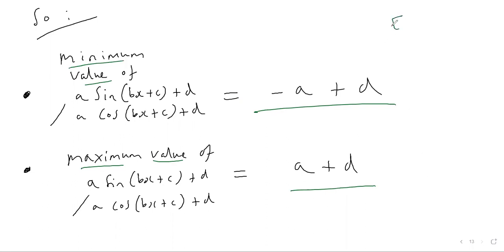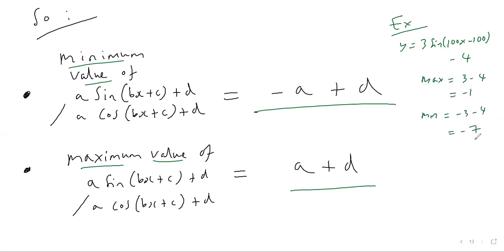So as a brief example then, if you've got y equals 3 sine of 100x minus 100, minus 4, then your maximum value is going to be 3 take away 4, which is minus 1. And your minimum value is going to be equal to minus 3 minus 4, which is minus 7.